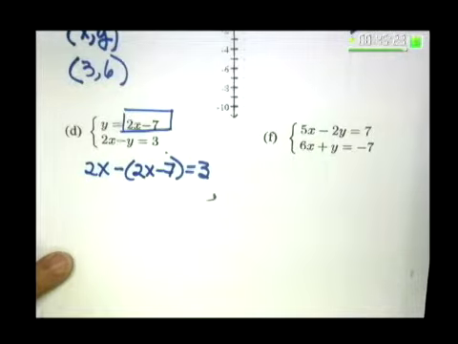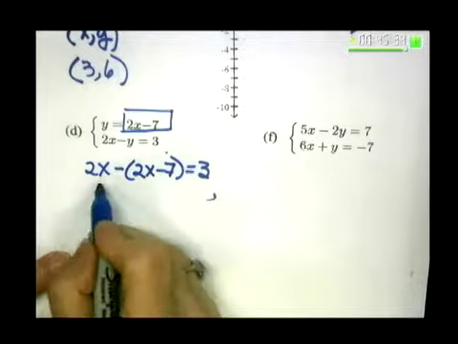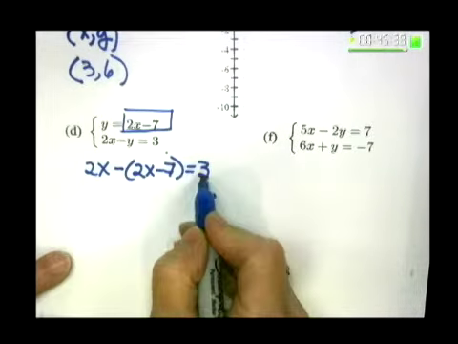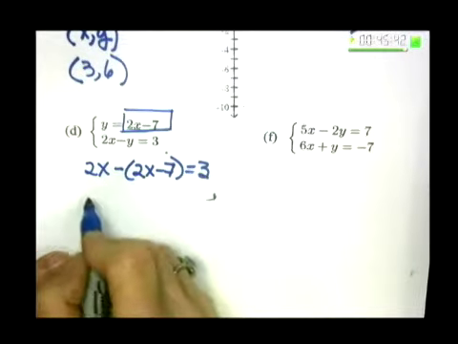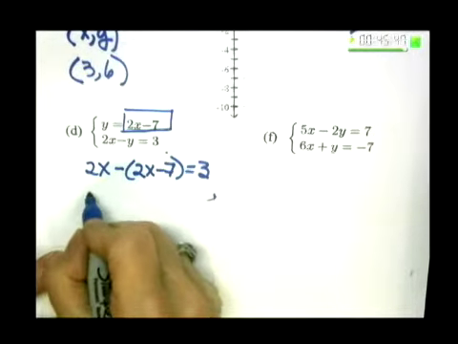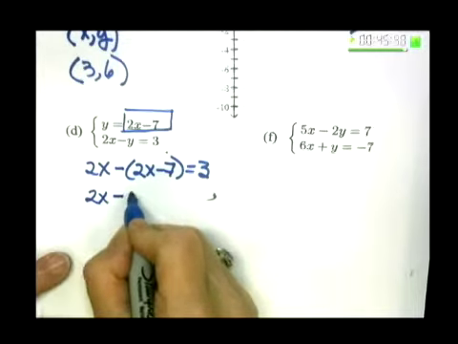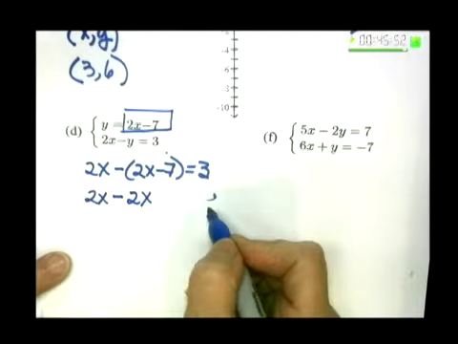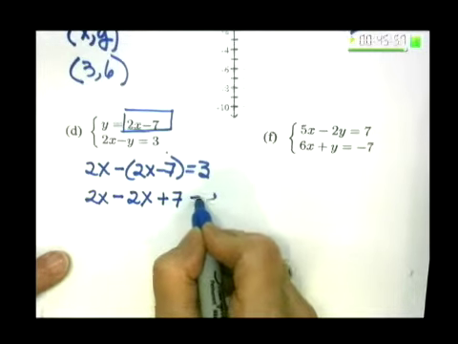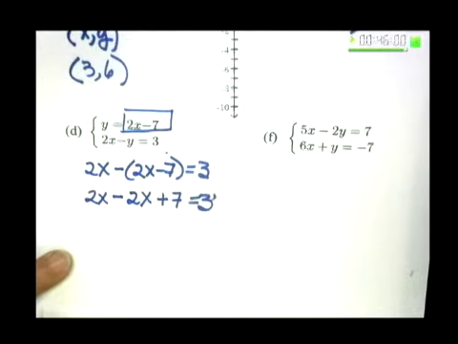If I have two variables, I need two equations. If I have three variables, I'll need three equations. If I have four variables, I'll need four equations to find a common point if it exists. Well, I have a minus and a parenthesis, so I've got to distribute my negative sign over the entire parentheses. Do not try to skip steps or you will make careless mistakes. So I'm going to have 2x minus 2x plus 7 is equal to 3.